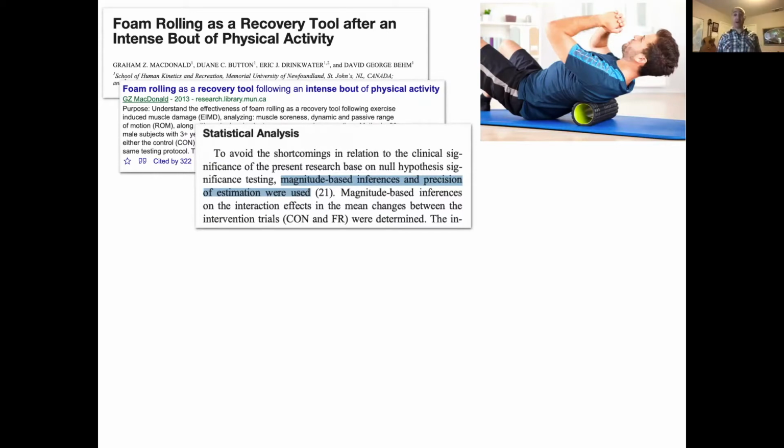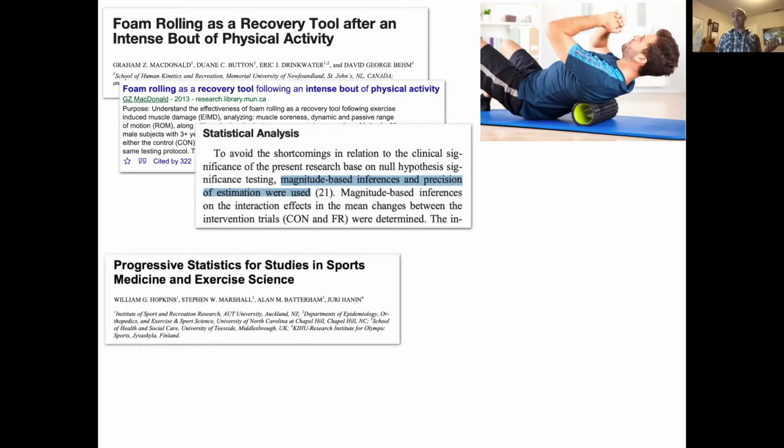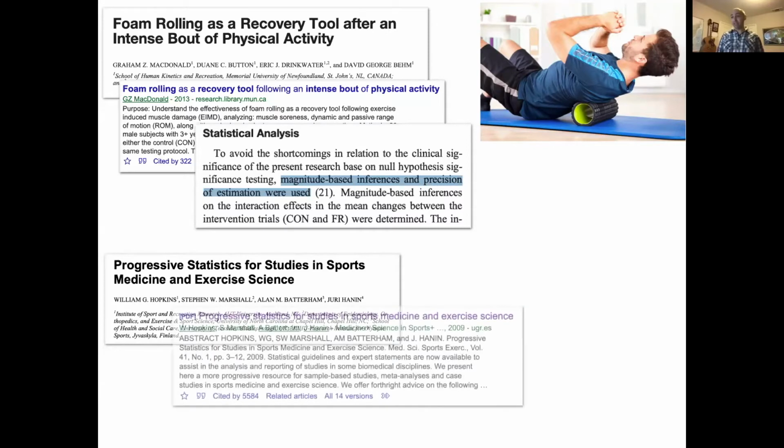I didn't know about this until very recently. It originated with a series of papers by Hopkins, Batterham et al. It was developed by sports scientists to analyze sports science data and is basically exclusively used by sports scientists. Now, this paper, in which they describe the method, came out in 2009. It has been cited over 5,000 times. So from 2009, it's pretty influential.